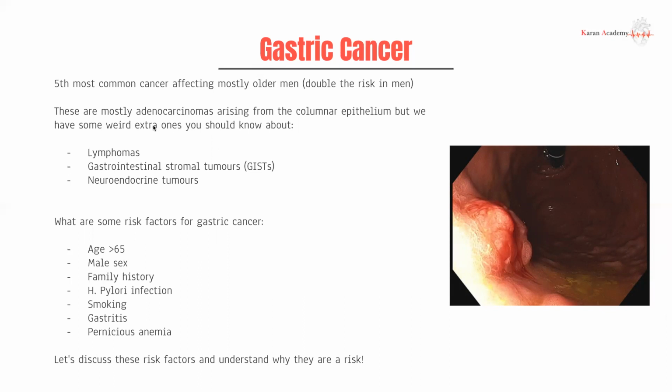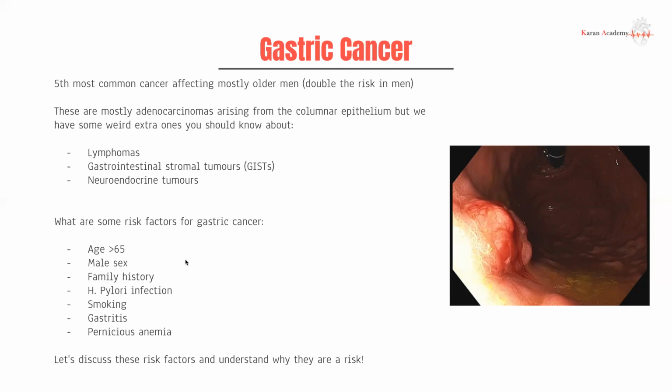In addition to knowing just that, there are a few extra cancers of the GI tract, or cancers of the stomach, which present similarly. These can be lymphomas or MALTomas or non-Hodgkin's lymphomas as well. You can have gastrointestinal stromal tumors or GISTs and neuroendocrine tumors. We'll talk all about these in a bit. But before that, let's talk about a few risk factors.